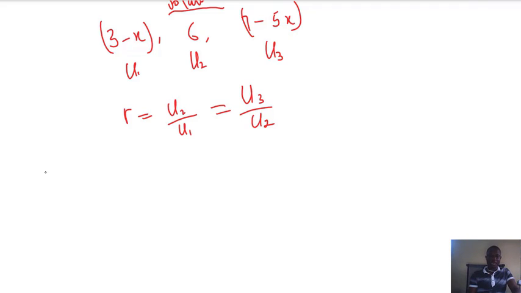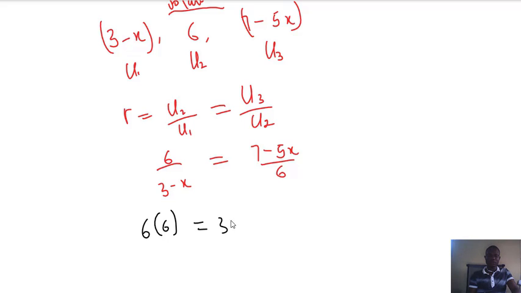Okay, so if we have a fair idea about this one, let's find the common ratio between these two numbers. So we are going to have 6 over 3 minus x, which should be the same as the common ratio between this one, 7 minus 5x all over 6. We have it like this. Okay, so here let's multiply through by the LCM. So we have 6 times 6 equal to 3 minus x times 7 minus 5x.